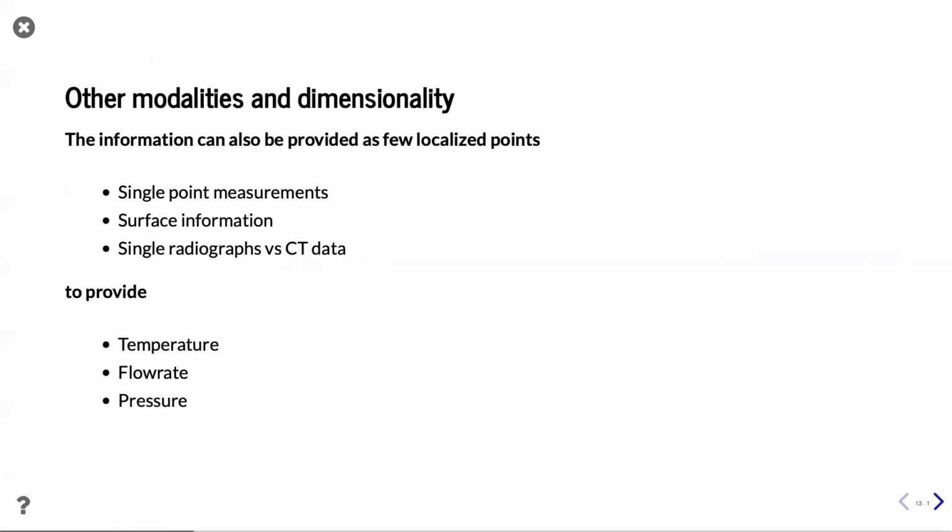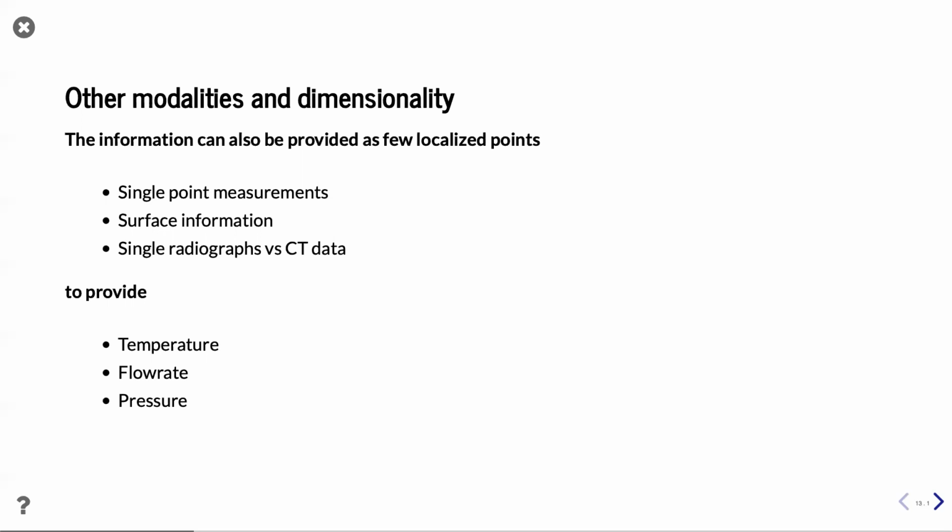Then we have different other modalities and their dimensionality. So it could be that you have on one side 3- or 4-dimensional data, but you want to combine it, for example, with a temperature sensor. Then you only have single dot measurements, but still it's a kind of fusion you can do with the data. You could also have only surface information if you do a surface scan of an object.